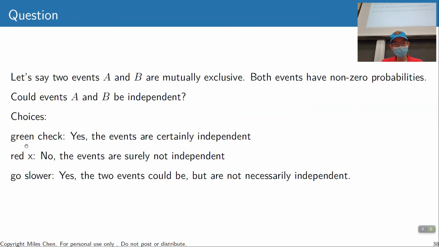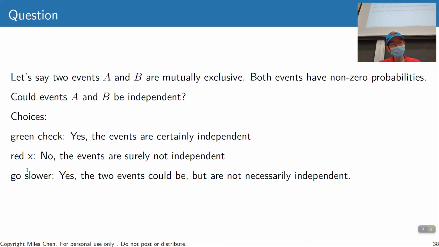Sorry, I didn't fix this slide from Zoom, but just think about this. Let's say two events are mutually exclusive. Event A and event B are mutually exclusive. Mutually exclusive means the probability of A and B is equal to 0. Now also, both of these events have non-zero probabilities. So the probability of A is not 0, the probability of B is not 0, but the probability of A and B is equal to 0.